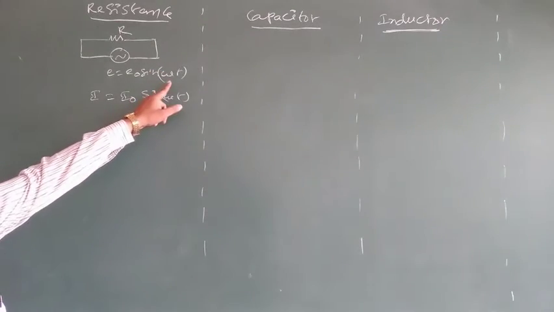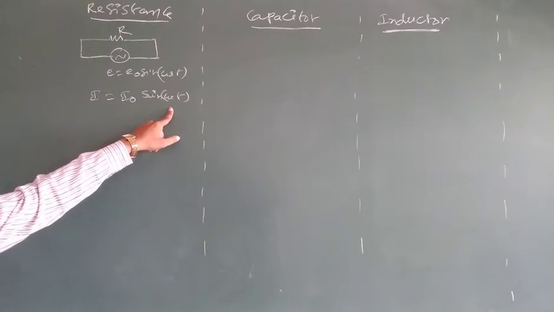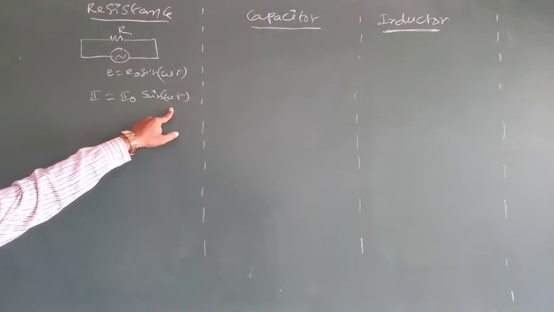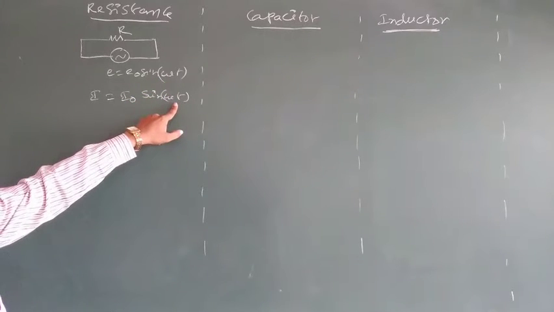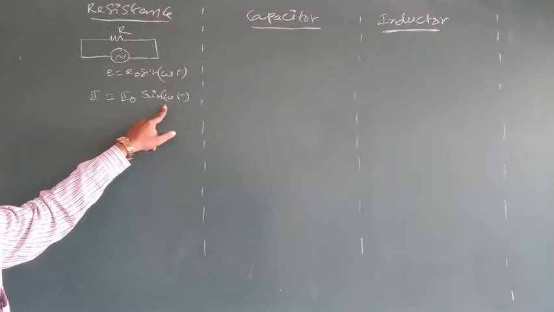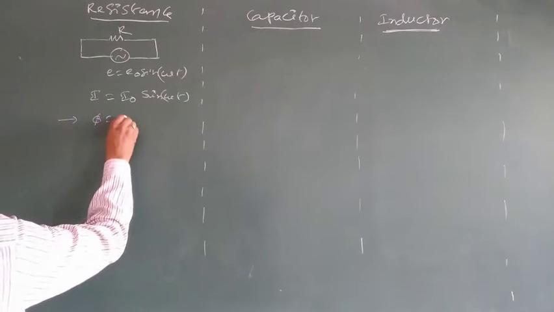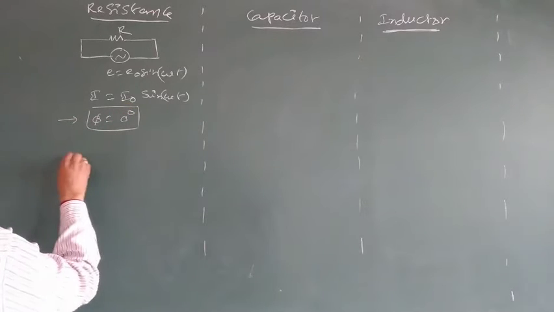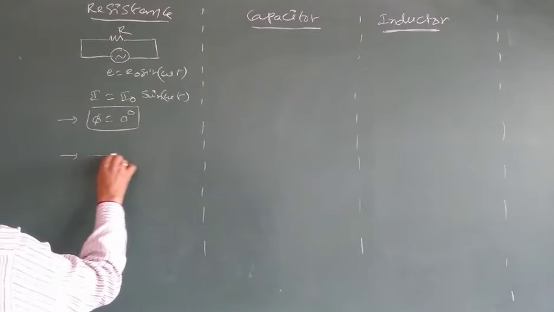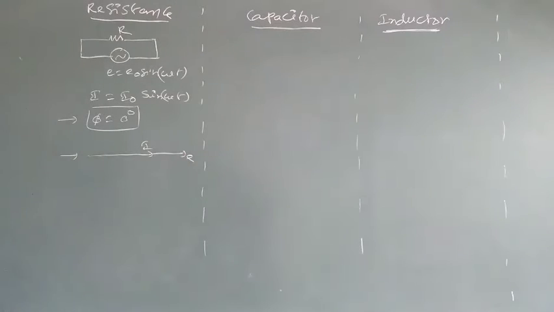Here the phase of EMF is omega t, and the phase of current is also omega t. So in the case of a pure resistance, the phase of EMF and the phase of current are the same, because the phase of EMF is omega t and the phase of current is also omega t. So in a pure resistor, the phase difference between current and EMF is 0. That means in a pure resistor, the direction of current and the direction of EMF are the same. So that is about AC through a pure resistor.